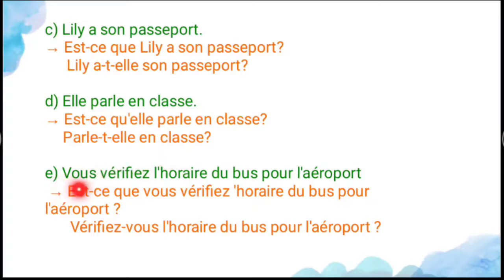And next, vous vérifiez l'horaire du bus pour l'aéroport. So you check the bus schedule for the airport. So the answer, first form, that is the standard form: est-ce que vous vérifiez l'horaire du bus pour l'aéroport? So do you check the bus schedule for the airport? And the second one: here the verb is vérifier and the subject is vous. Vérifiez-vous l'horaire du bus pour l'aéroport? Do you verify the bus schedule for the airport?